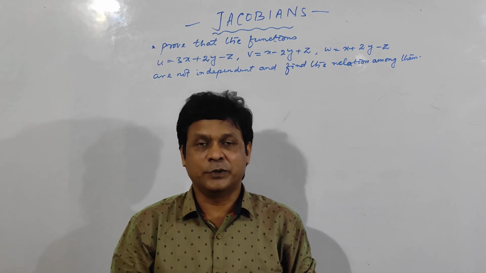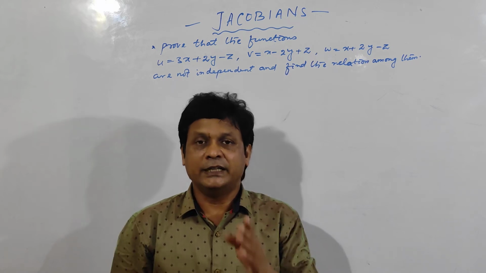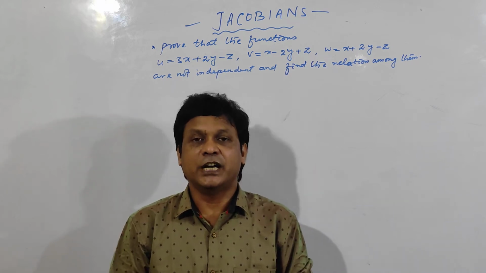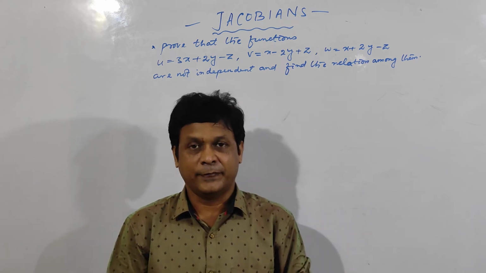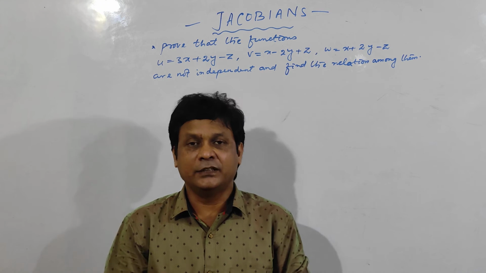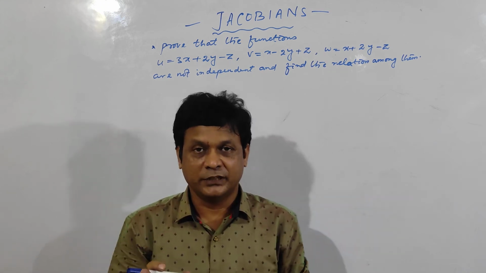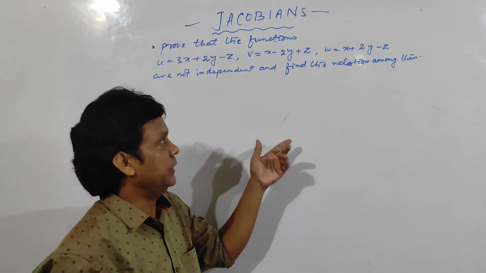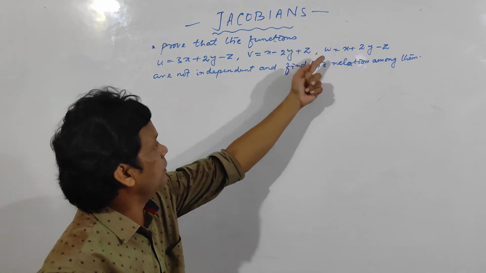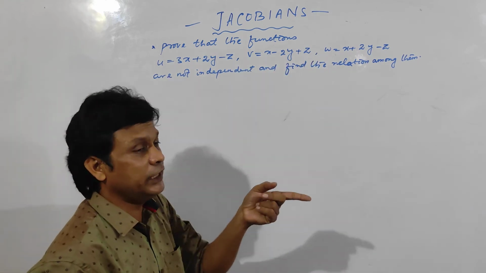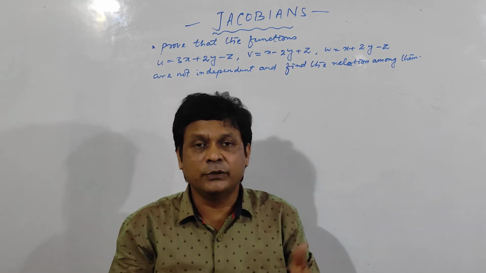Note down this property. If u, v, w are functions of x, y, z and they are dependent, then the Jacobian of u, v, w with respect to x, y, z must be equal to 0. And if they are independent, then the Jacobian is unequal to 0. This is the property. Clear? And I am applying that property here. u is equal to 3x plus 2y minus z, v is equal to this one, w is equal to this one, are not independent. Not independent means they are dependent. So they are dependent means their Jacobian will be equal to 0.